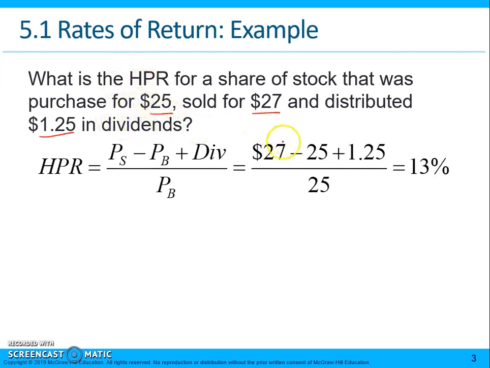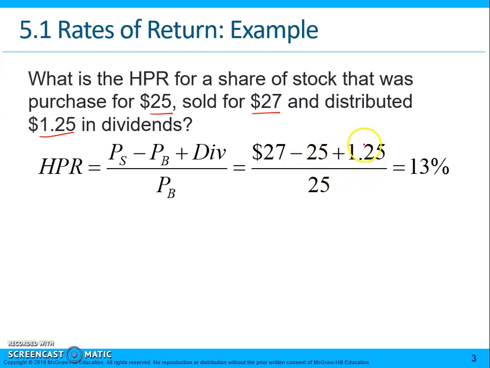Holding period return is simply the price you sold it for minus the price you bought it for plus the dividend, divided by the price you bought it for. So 27 minus 25 plus $1.25 divided by 25 gives you 0.13 or 13%.